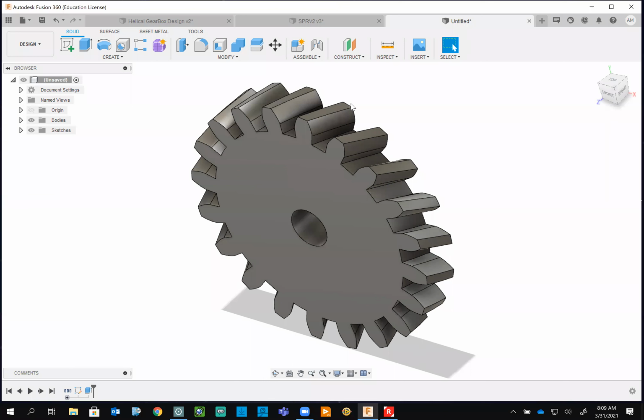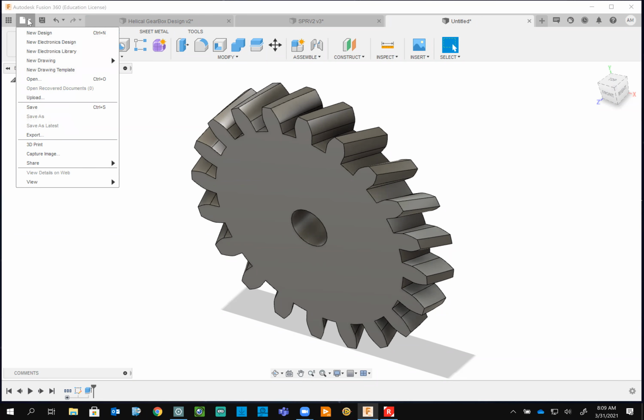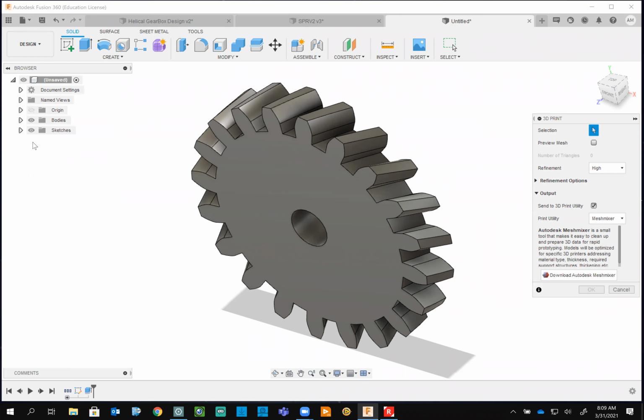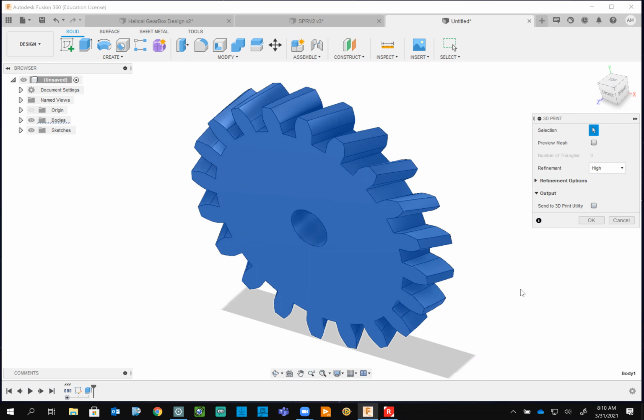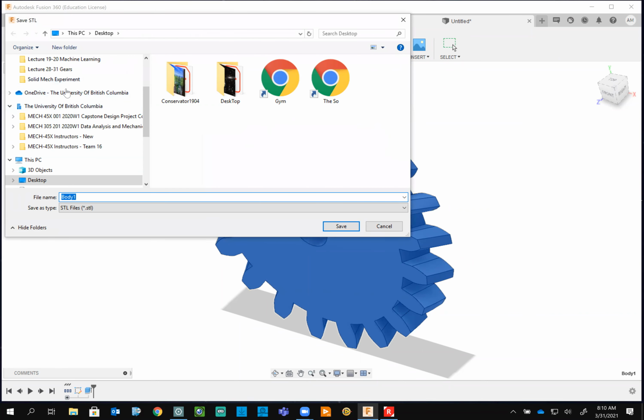So that's about the gear. And let's say now you want to print it. All you need to do, you go somewhere, I believe there, yes. And then you say 3D print. And then it asks you which part you want to print. You say this part. You decide how good you want it to be. Should I send it to a printer? Not now. And then hit OK. It saves the file for you. Let's save it on a desktop. Let's call it gear 265. So this is the STL file.